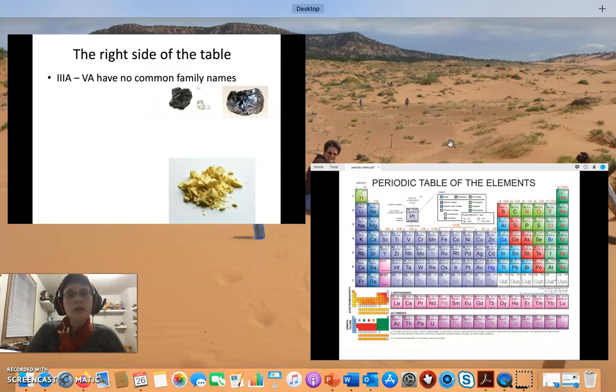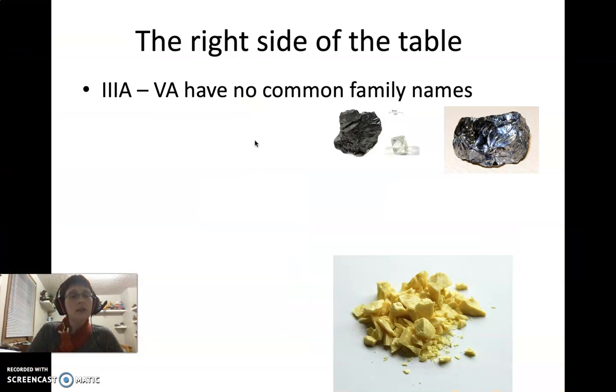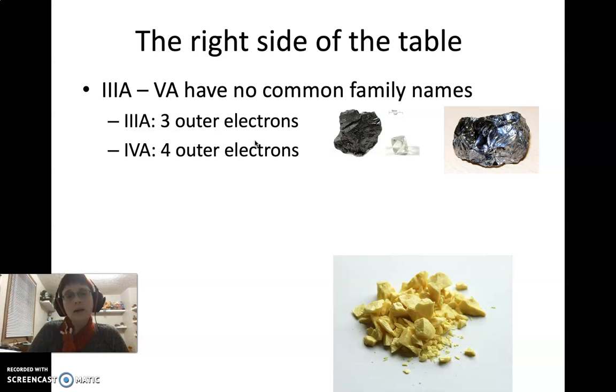So the big thing to look at here is just the pattern that we've been seeing. So we saw with 1A, 1 outer electron, 2A, 2 outer electrons. So I'm hoping it's not a surprise that 3A has 3 outer electrons. So that means 4A, 4 outer electrons, 5A, 5 outer electrons. Hopefully you're starting to see a little bit of a pattern here. For the A families, their numbers actually match their numbers of outer electrons in the outermost shell.